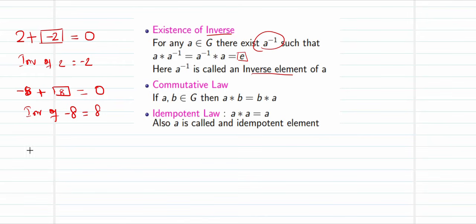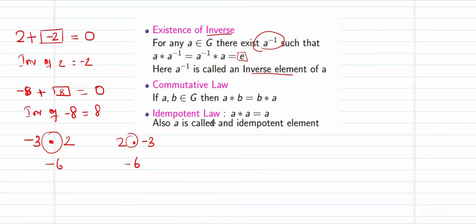Suppose you have an element called -3 and you have an element called 2. What will be -3 into 2? That gives us -6. And what do you think is going to be 2 into -3? It's going to be the same, -6. So what can we say? The operation, which is going to be multiplication, is going to be commutative in nature. So this is what we say is going to be a commutative law when this holds true. A star B is the same as B star A.